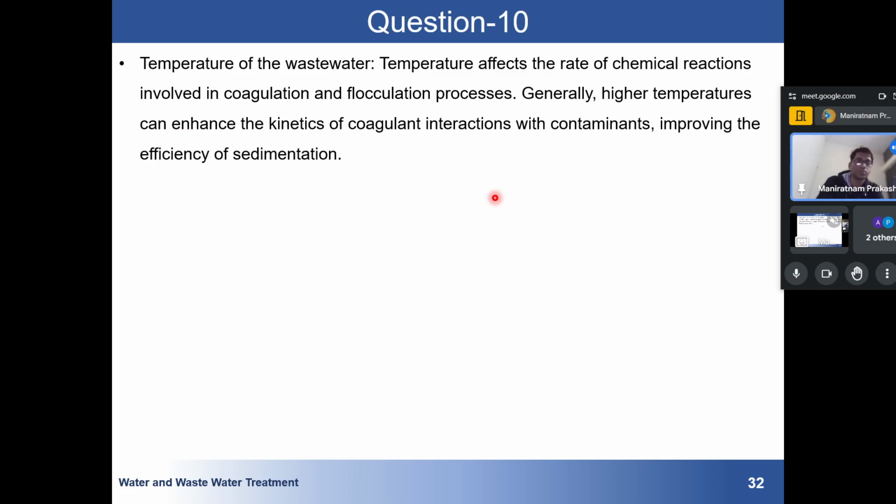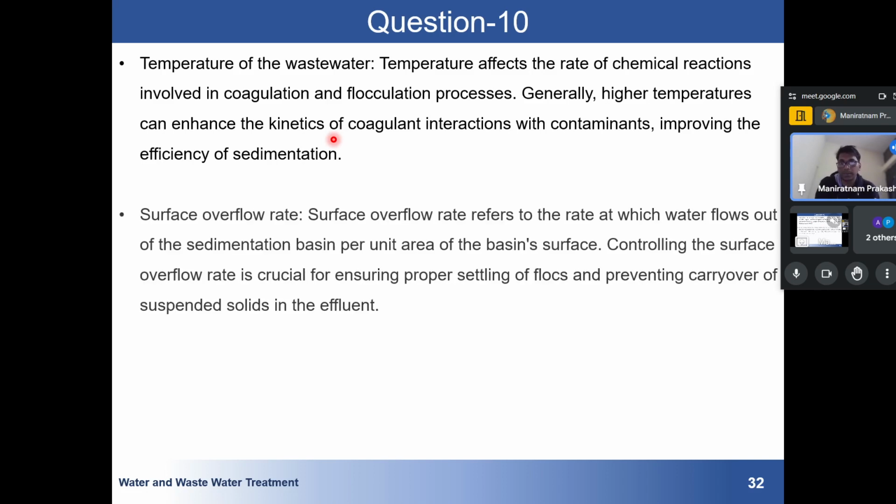So this is true in the sense that the higher the temperature, the higher the rate of kinetics. When temperature is higher, there will be more randomness in the system, and particles will be interacting with each other in a finer, proper way. Proper interaction means proper coagulation will happen, and larger particles will form very easily. So that's why coagulation is also dependent on the temperature.